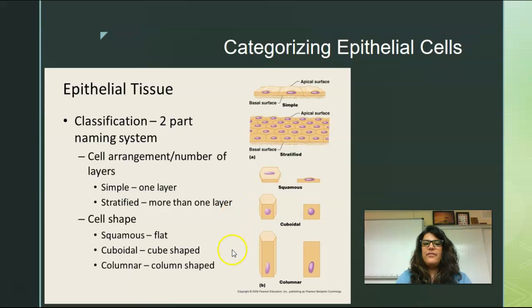Squamous, which is like a flat cell. I think it looks like a fried egg under a microscope. Cuboidal, which is going to be little boxes or cubes. And then columnar, which is going to look like long columns. So by combining the two categories or the two classifications, we can name epithelial, and you'll have a general idea of what that epithelial tissue looks like.